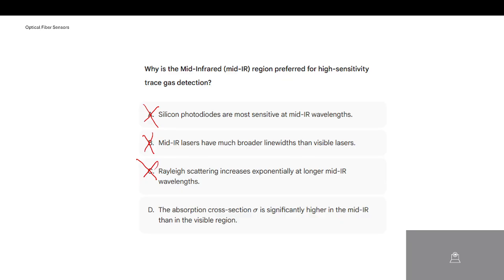The correct answer is the absorption cross section sigma is significantly higher in the mid IR than in the visible range. So that's the reason we need to take the mid IR for high sensitivity trace gas detection. Okay, so mid IR is the best for this kind of thing.